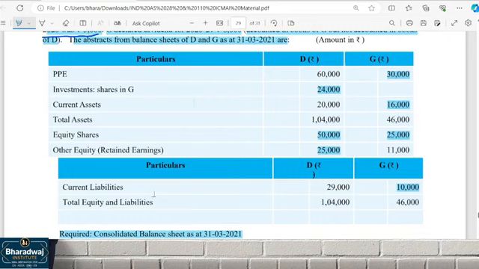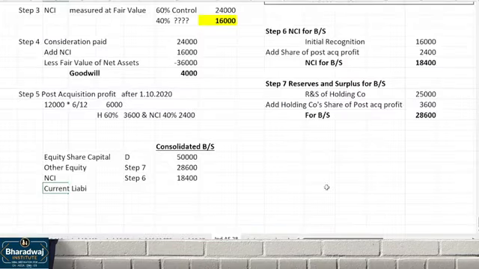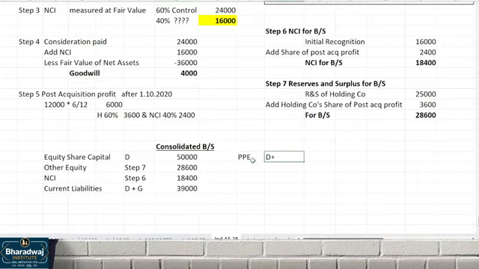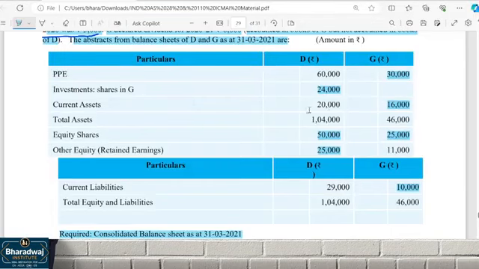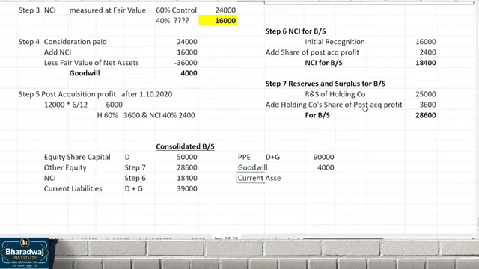Non-current liabilities. Any non-current liabilities? No. But we have got current liabilities. Current liabilities are which one? D plus G. See how much current liability there is: 39,000. Okay, on the asset side, plant property equipment D plus G. Plant property equipment 60 plus 30, 90,000 will come. Goodwill in consolidation 4,000 will come. Then current assets. How much are current assets? 36,000.